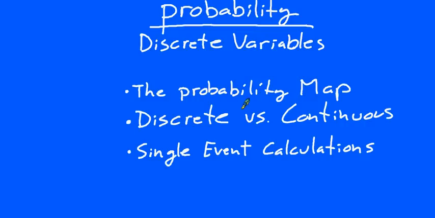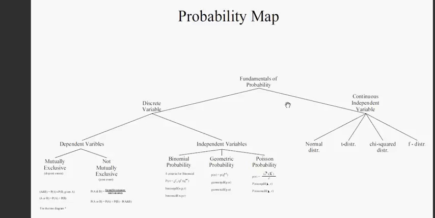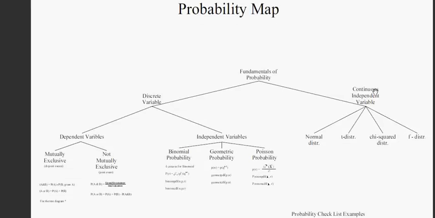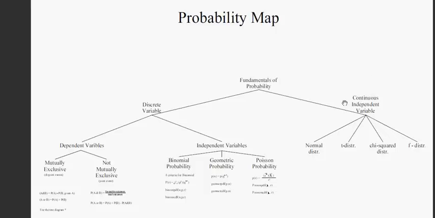Let's look at this probability map, because I do like seeing what the big picture is, so we can plug in what this discrete variable piece looks like. All right, so here we have our probability map. We've already talked about the fundamentals of probability at this point in time. These are the basics which are really true regardless of what aspect of probability we're talking about. The first big division is this discrete versus continuous. And really it's going to be continuous independent variables, although I'll generally say just continuous. All right, so we're going to be over here an awful lot. It's going to take a while to work through all these various aspects of discrete variables.